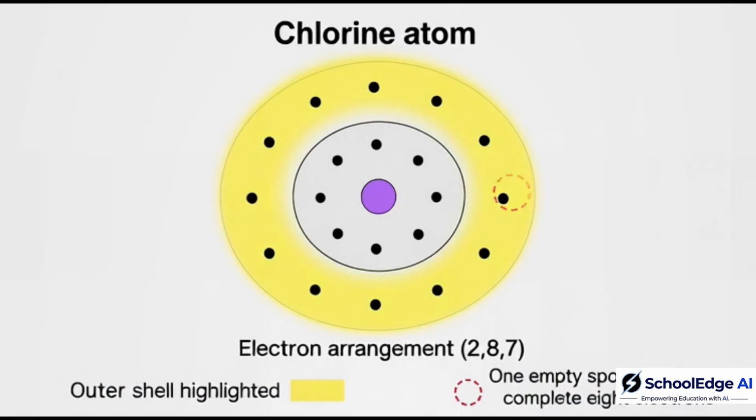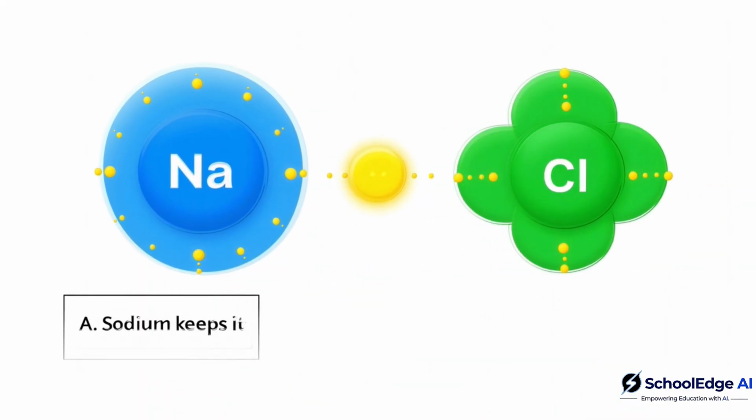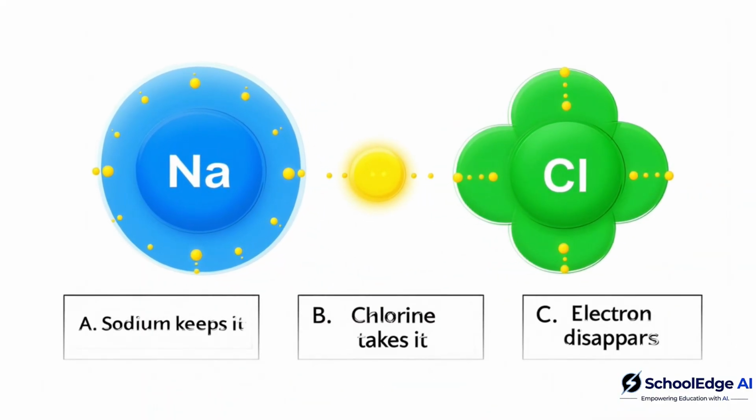Its outer shell is almost full. It needs just one more electron. Could that be important? What do you think will happen? Will sodium keep its electron? Will chlorine take it? Make your prediction.